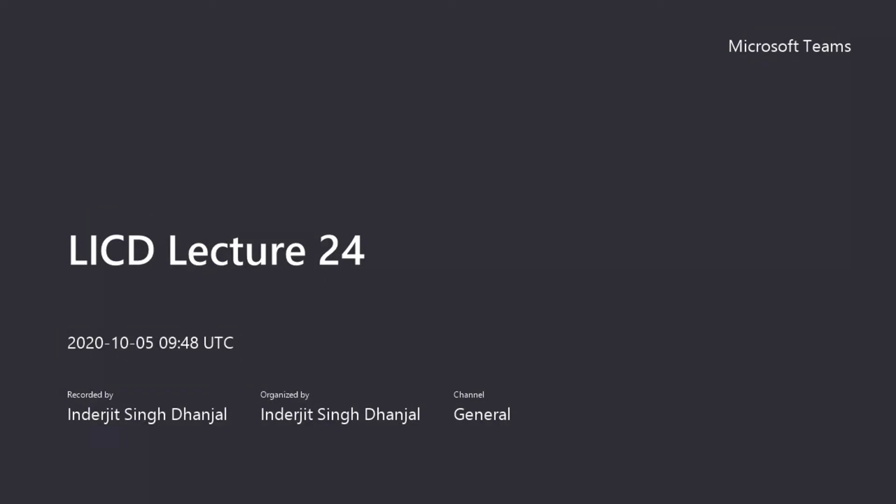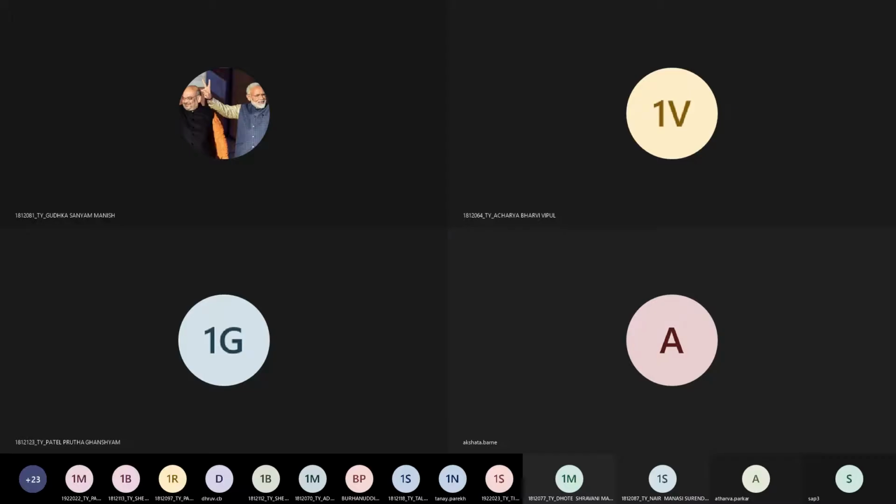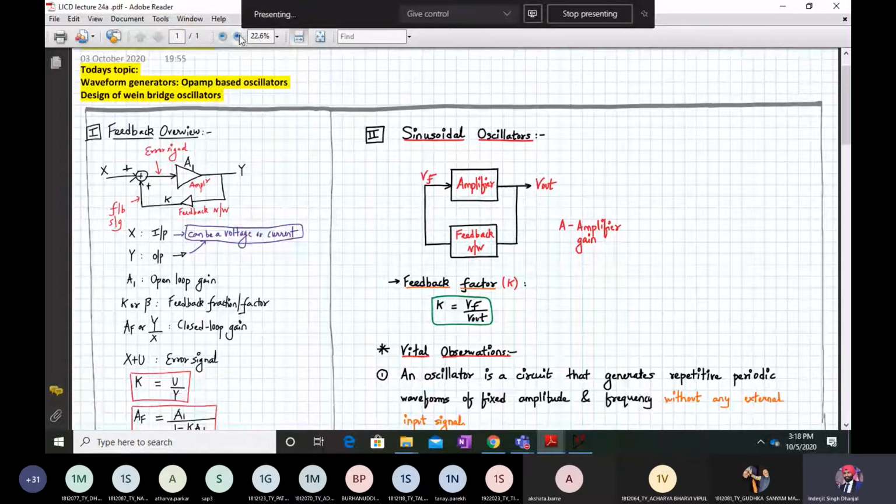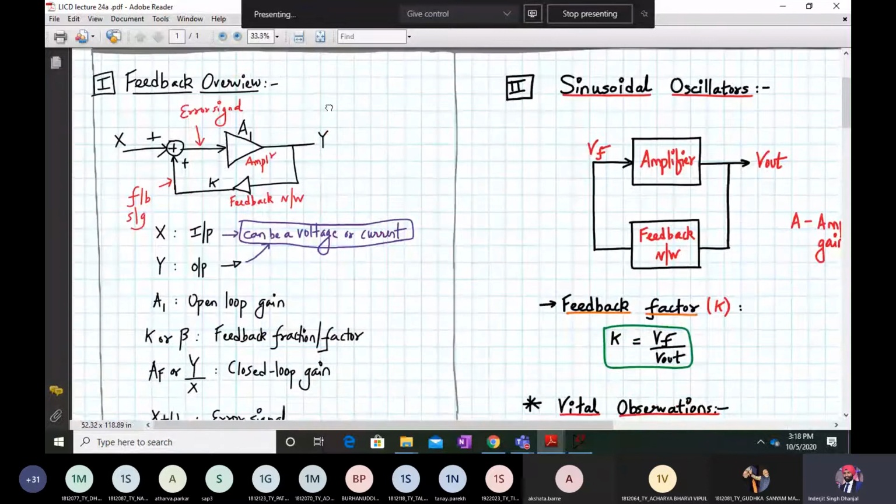Oscillators, and we will adopt a technique wherein we will design a Wien bridge oscillator first, and then we'll study its operation. Okay, so just to start, we'll just overview our feedback block diagram. Earlier we have used the same block diagram to explain negative feedback. Here for oscillators we require mostly the positive feedback.